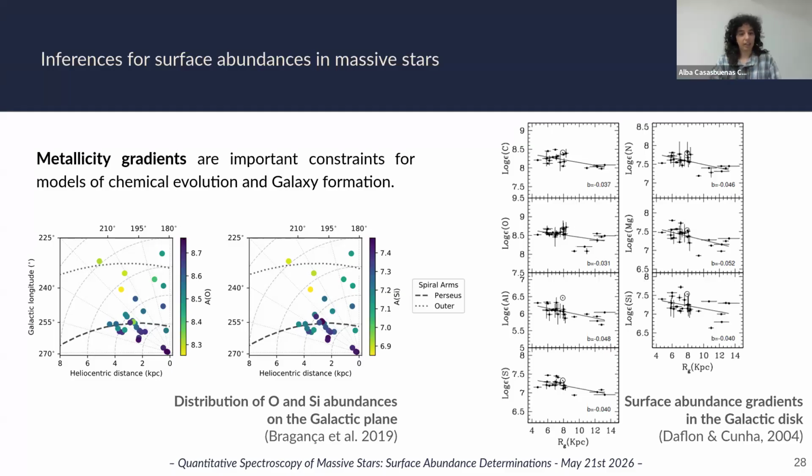And here we can see, for example, the metallicity gradients in the Milky Way of some stars from Braganza et al. 2019 of oxygen and silicon. And here on the right, also some metallicity gradients within the galactic disk from Flora Cunha 2004 of a lot of elements.